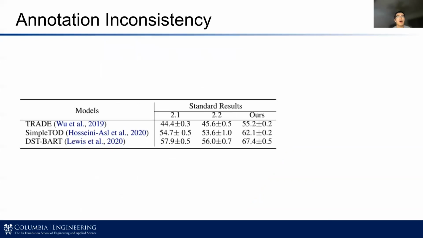We then run some experiments with three typical dialogue state tracking models: TRADE, SimpleTOD, and a fine-tuned BART model. We test the three different versions of MultiWOZ: 2.1, 2.2, and ours. The result shows that the joint goal accuracy on our test set is higher than the other two by about 10%, which means the model actually performed quite well in those 10% of turns.